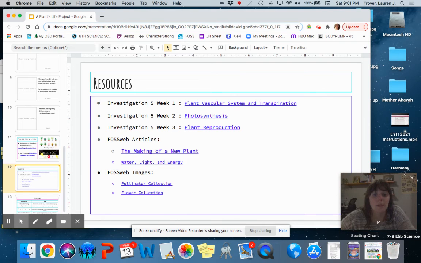Here are the resources I was talking about. All of our notebooks are great resources, unless you haven't been doing the notebooks, which most people have. But if you haven't been doing the notebooks, then you should use these articles as your resources. The Making of a New Plant is about reproduction. Water, Light, and Energy is about transpiration and photosynthesis. And then here are just a bunch of pictures that you might be inspired by.